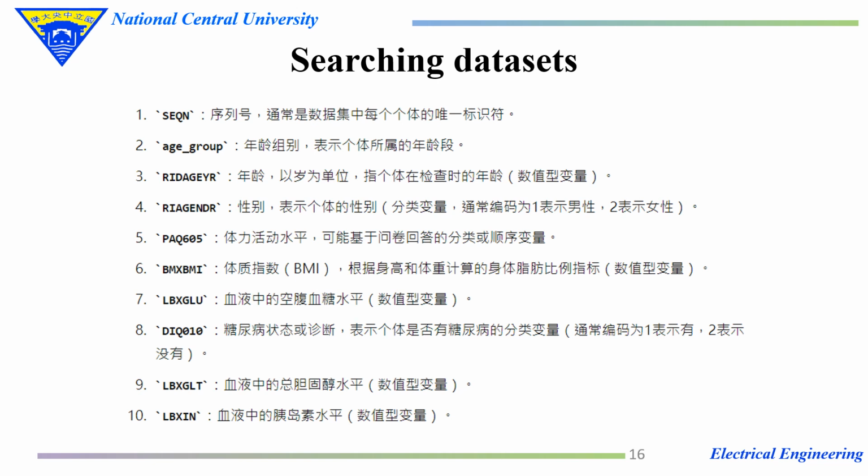BMXBMI, which means body mass index, BMI, an indicator of body fat based on height and weight. LBXGLU, fasting blood glucose level. DIQ010, which represents diabetes status, indicating whether the individual has diabetes. And LBXGLT, the total cholesterol level. And last column, LBXIN, which represents insulin level.